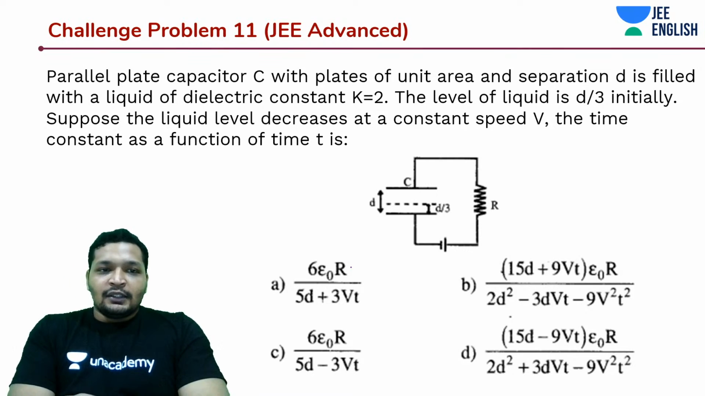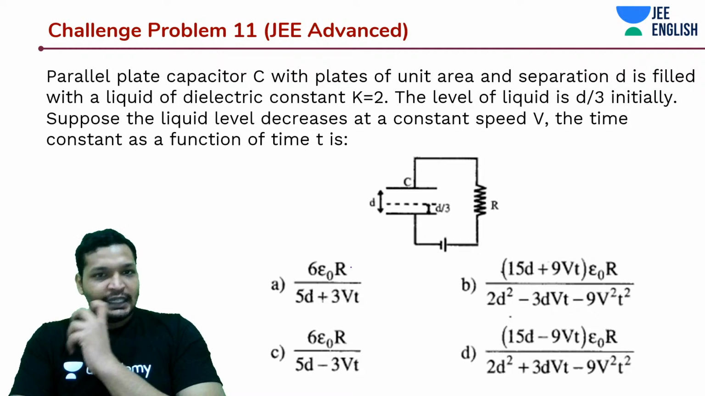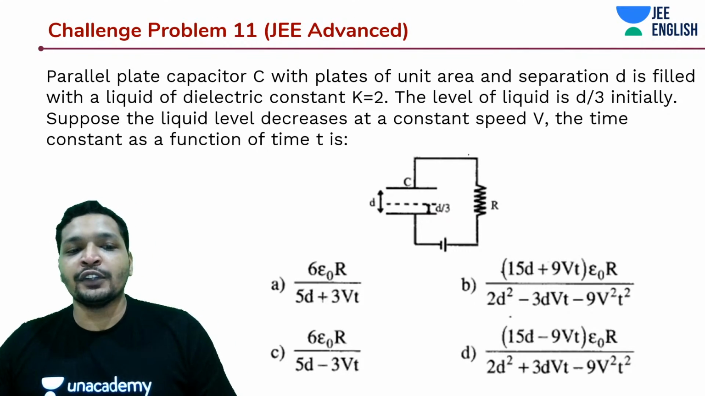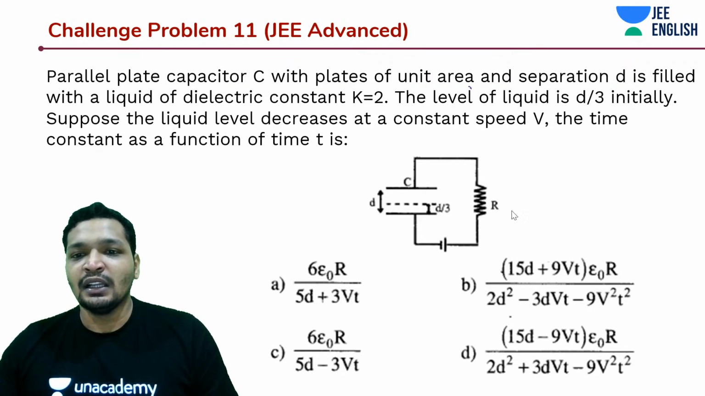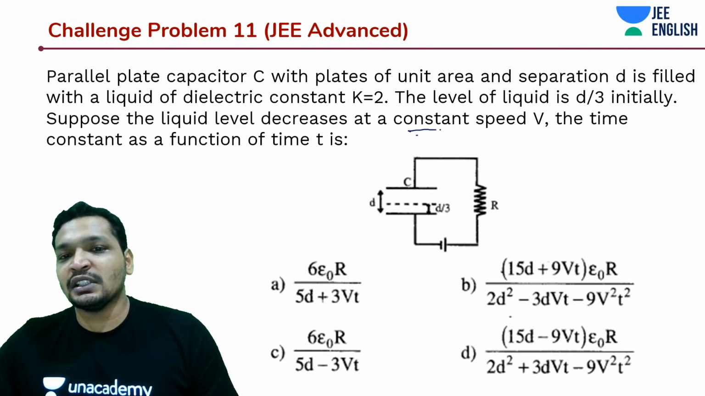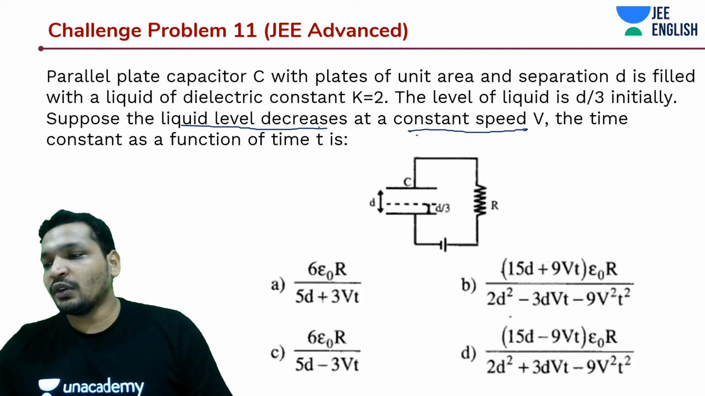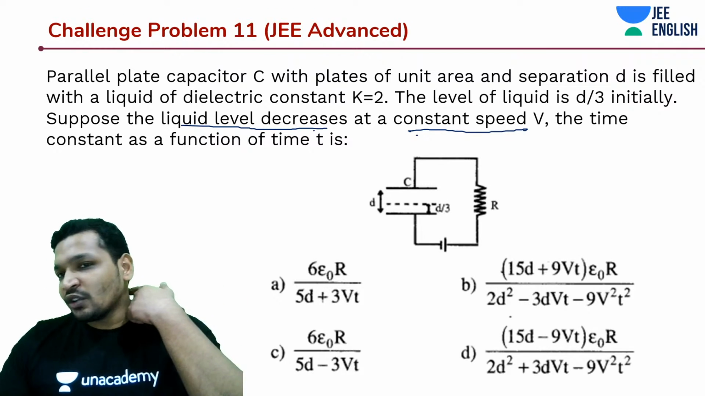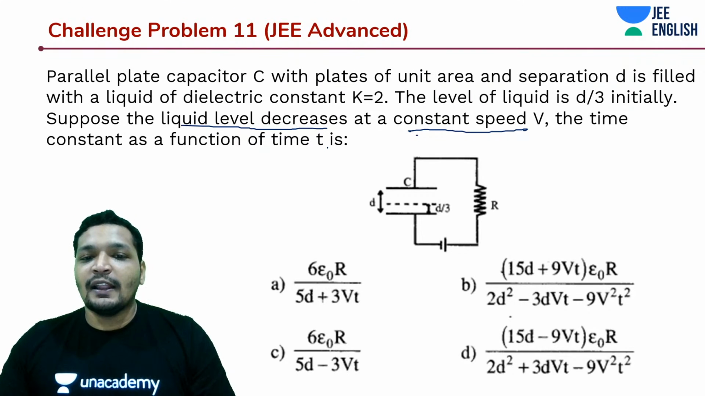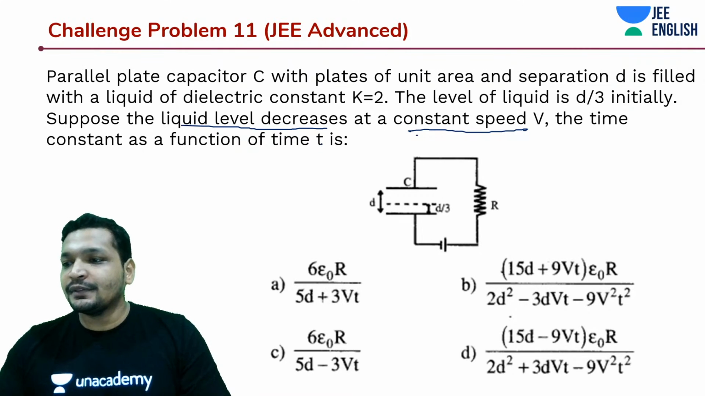What do you think? The answer here should be, I think this is an easy one actually. Don't get terrified. In JEE Advanced, you will often see something like this turn up. There will be a constant speed V with which the liquid level is decreasing. Okay, but that does not at all matter. How would you do this problem? Any guesses?